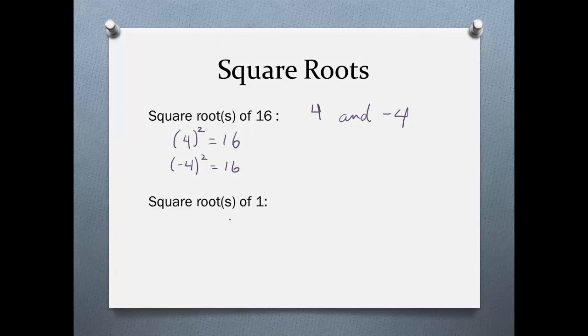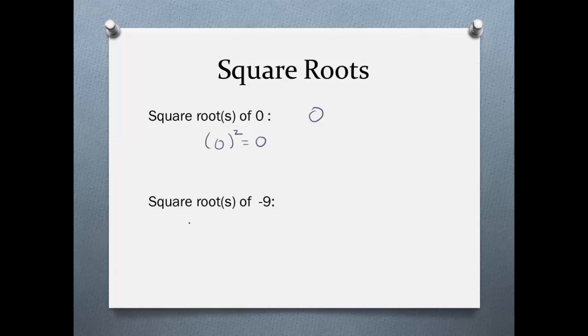If you want to find the square roots of 1, you're looking for what number do you square to get 1? Well, you can square 1, or you can square negative 1. Both of those produce positive 1 as a result, so 1 has two square roots, 1 and negative 1. If we want the square roots of 0, we're looking for what number do I square to get 0? Well, the answer to that is 0, so the square root of 0 is 0. There's nothing else that will work.